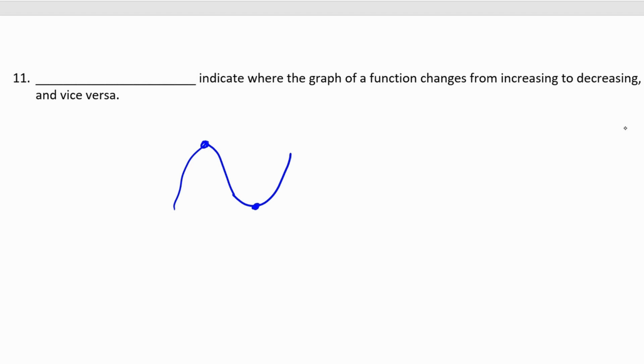And there are a couple words you can use. Turning points. Turning points are good, and that's clearly what they are, but if you wanted to, something good to think about, you could also call those critical points as well. But turning points is going to be a more accurate definition about what's happening here.